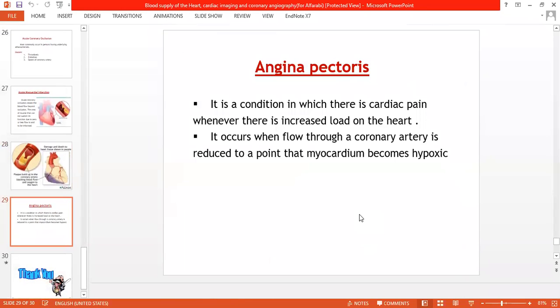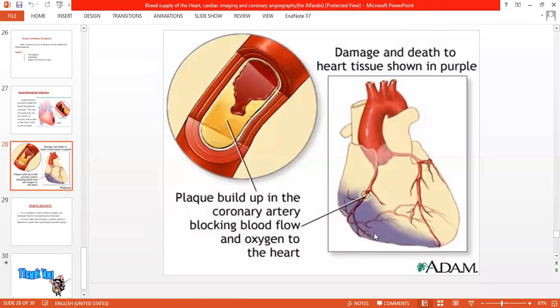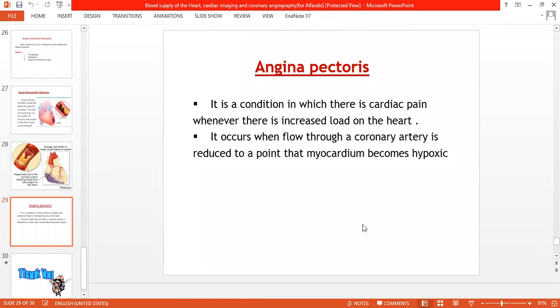Then what is angina pectoris? Okay, it is a condition in which there is cardiac pain whenever there is increased load on the heart. So here there is partial occlusion, so the blood flow is not totally occluded, so there is no death of that part of the heart tissue, but there is decreased flow.